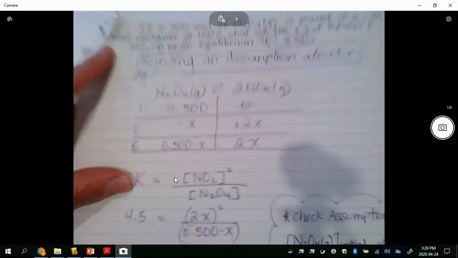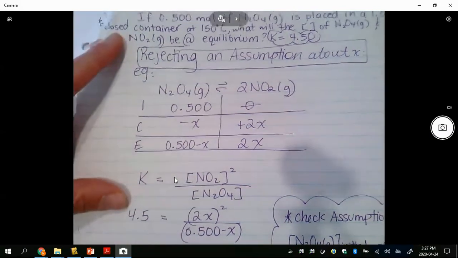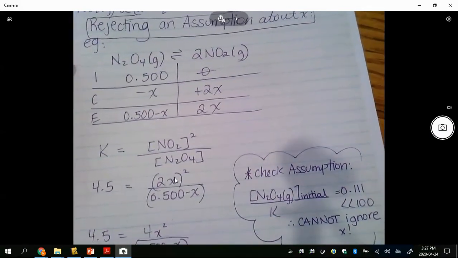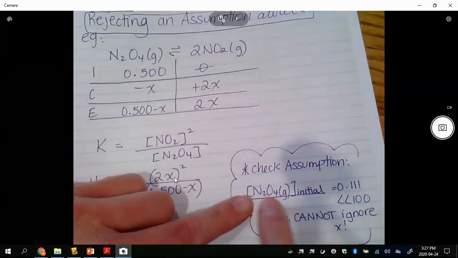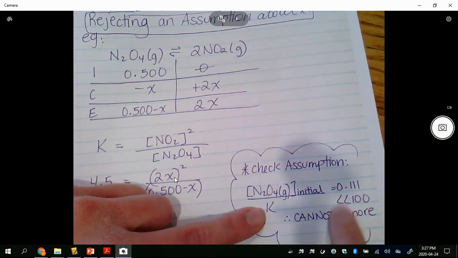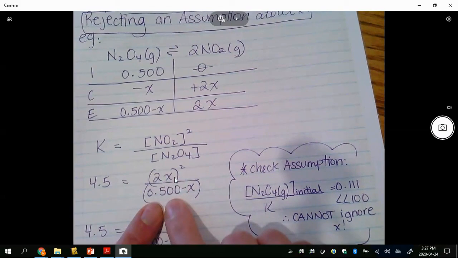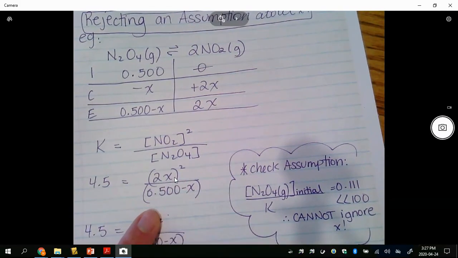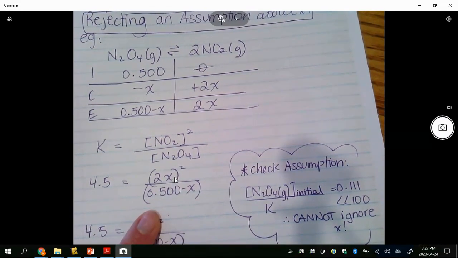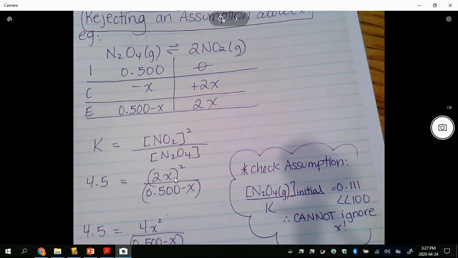And you plug in your values here. I'm just going to check the assumption to show you that you cannot ignore x. N2O4 0.5 divided by 4.5 is less than 100, so we cannot ignore x. So we have to actually go through and do the quadratic formula for this. I'm going to stop there and ask you to try this on your own, and then in the next lesson, I'll post the answer to this.